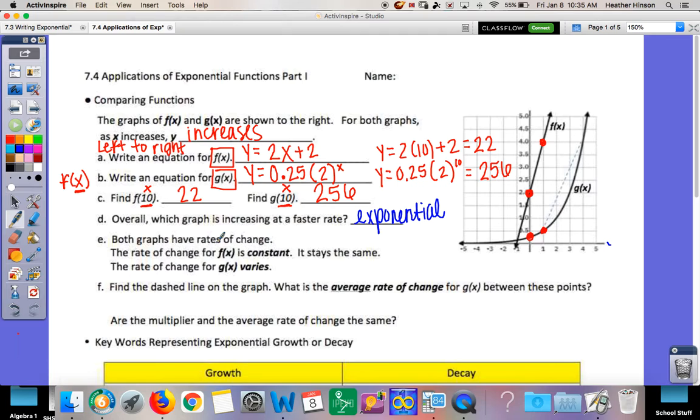So both of your graphs have a rate of change. However, for your rate of change of f of x, for your linear, that's going to stay constant.